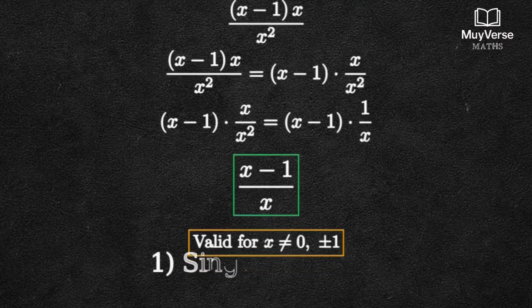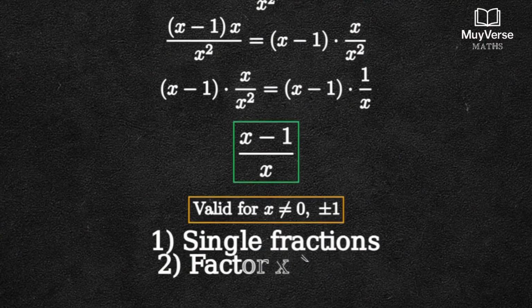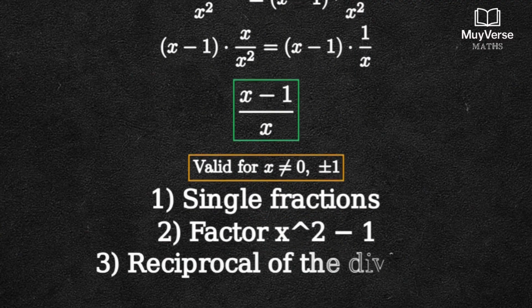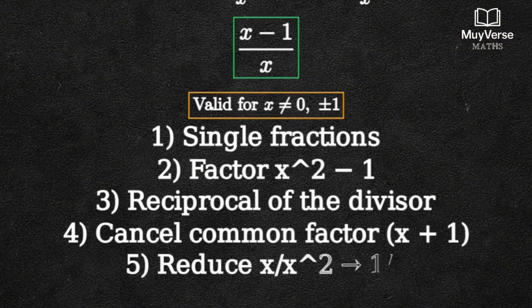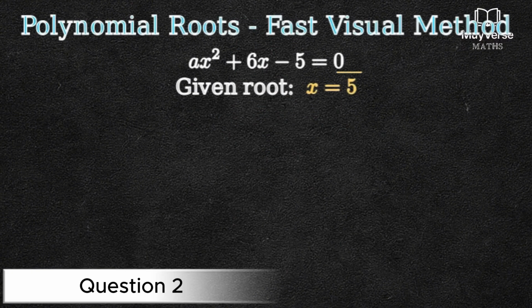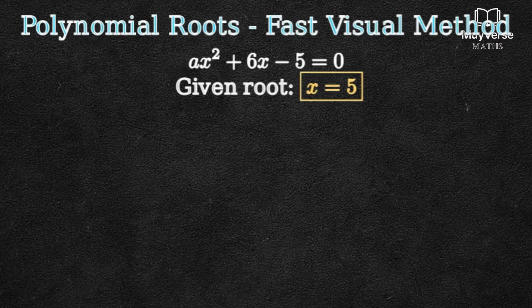Summary. Rewrite as single fractions, factor the numerator, multiply by the reciprocal, cancel the common factor, and simplify the x terms to finish. We will find the value of a and then the other root with a crisp step-by-step plan.